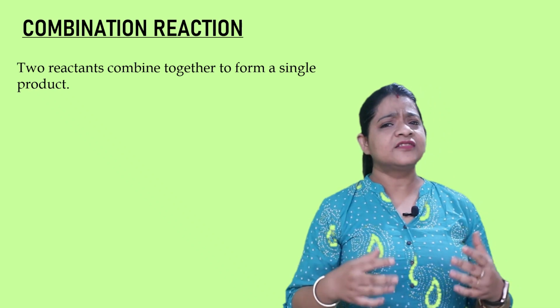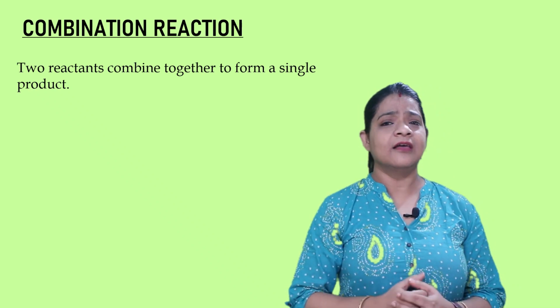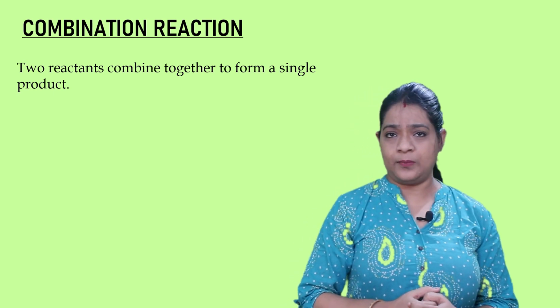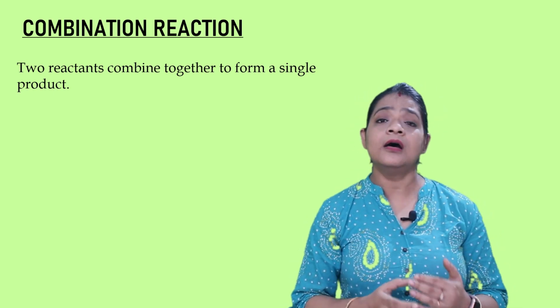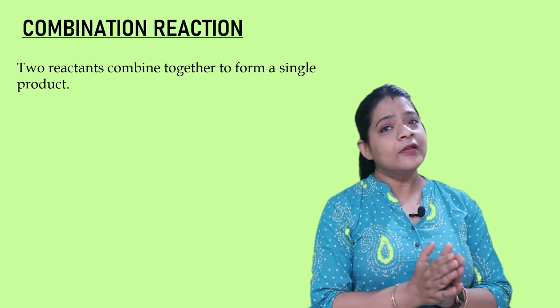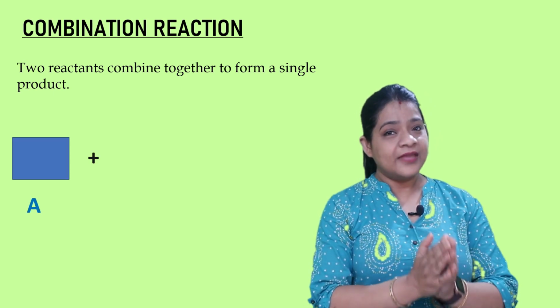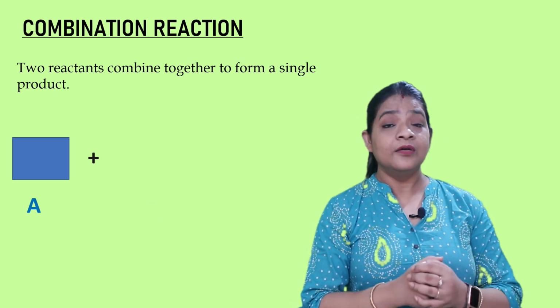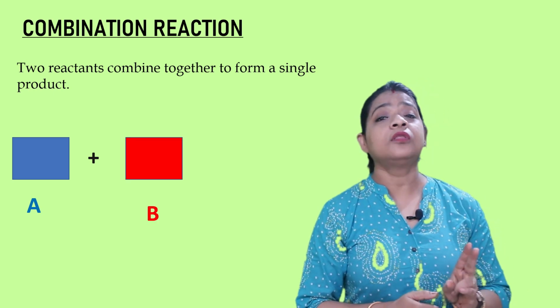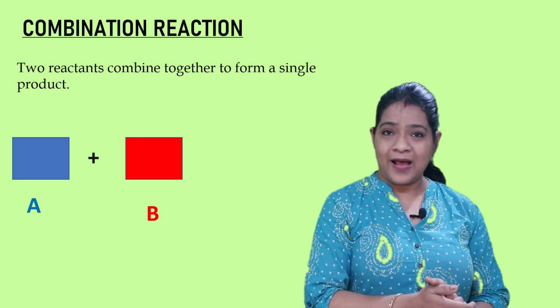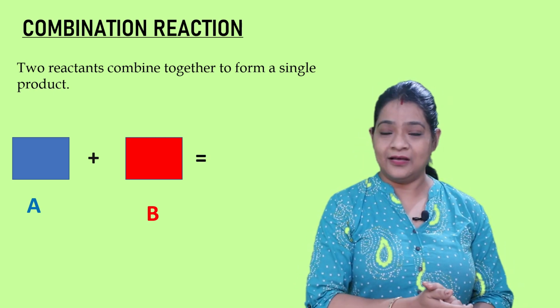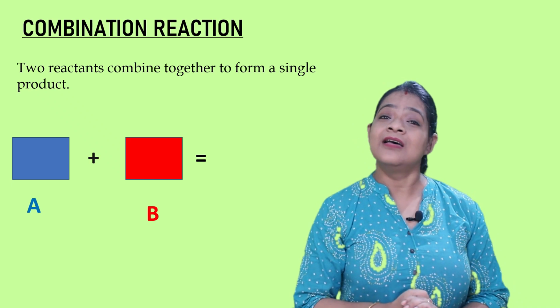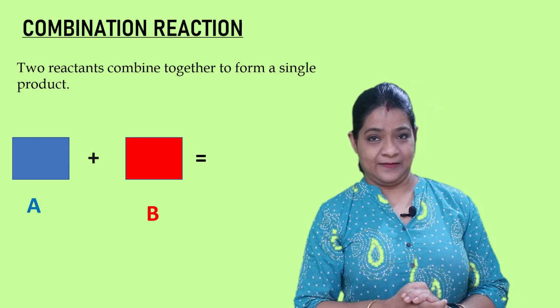Let's try to visualize this in the form of a graphical representation. Here the blue square represents reactant A, and the red square represents reactant B. Both A and B combine or react together to give rise to a single product C.